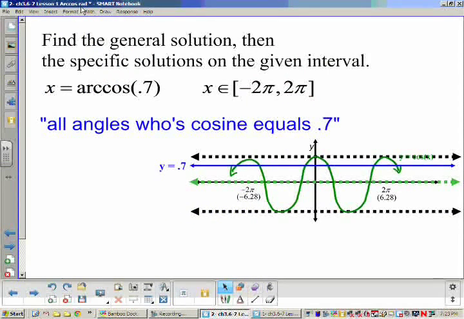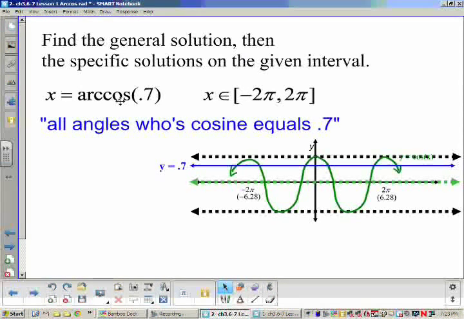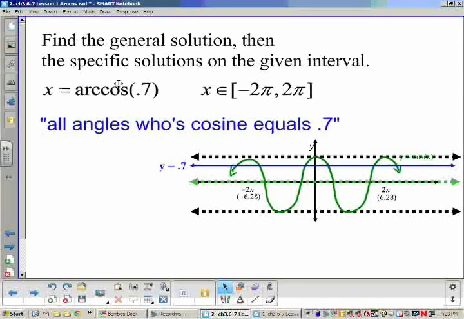Okay, let's look at a problem now where we already have the equation solved for x. So in some ways this is easier than the previous one. It's just terminology you're probably not familiar with. So really the step before this would have cosine of x equals 0.7. We take arccos of both sides. We're looking for all solutions here, all angles whose cosine equals 0.7.